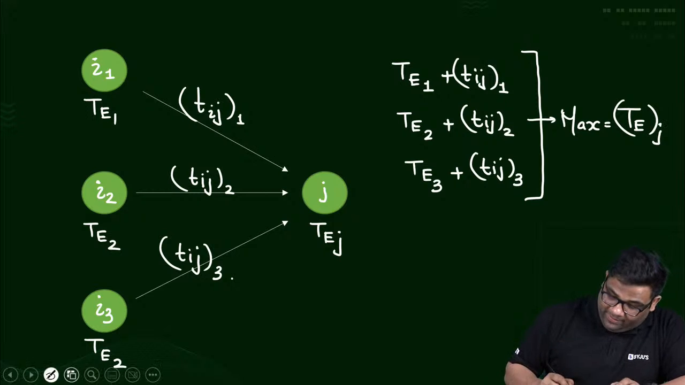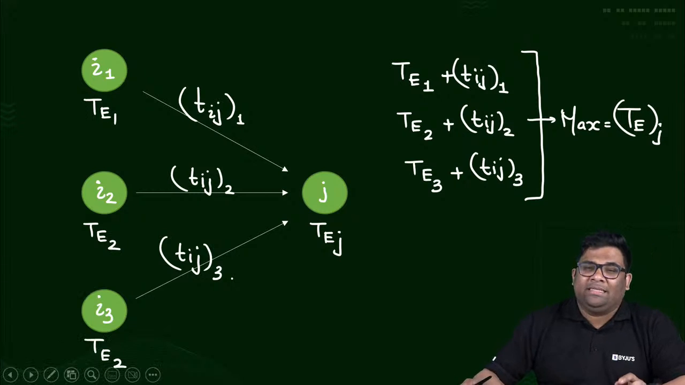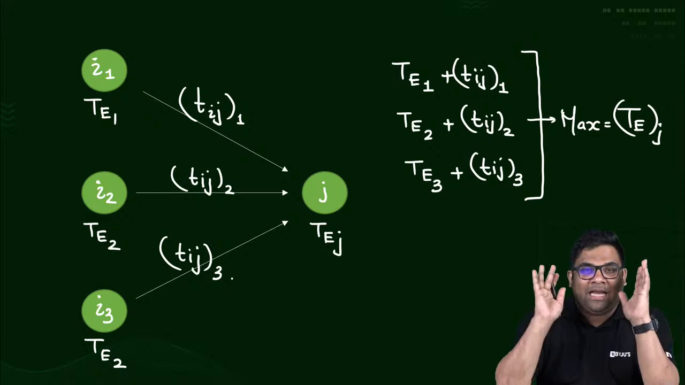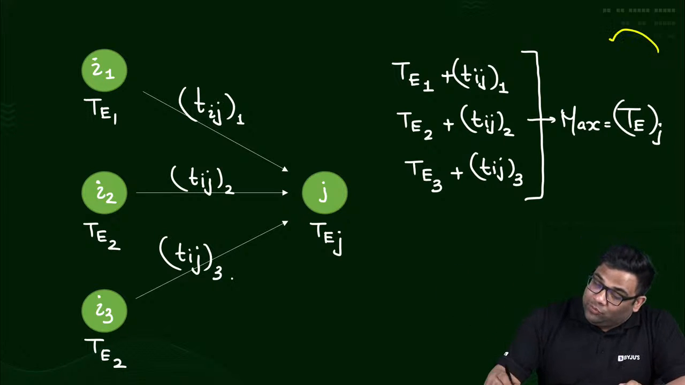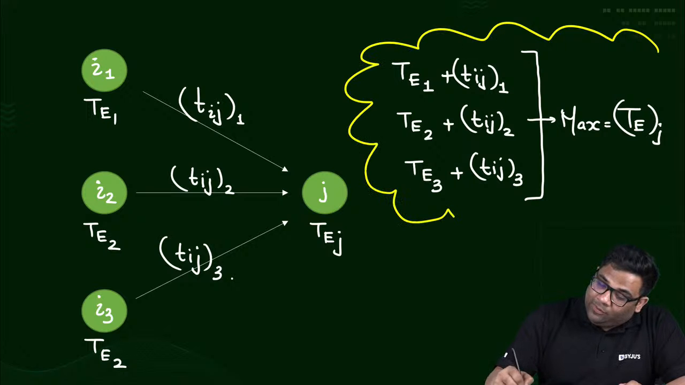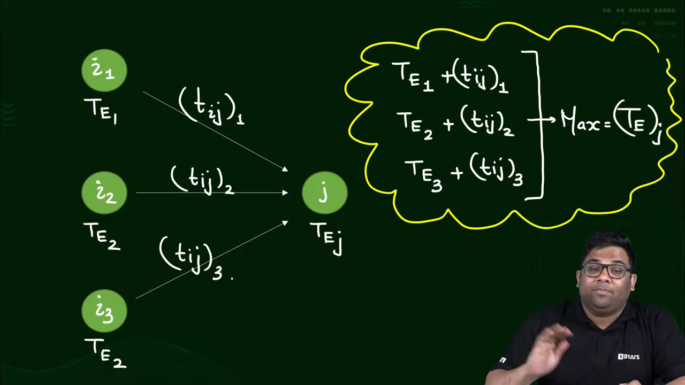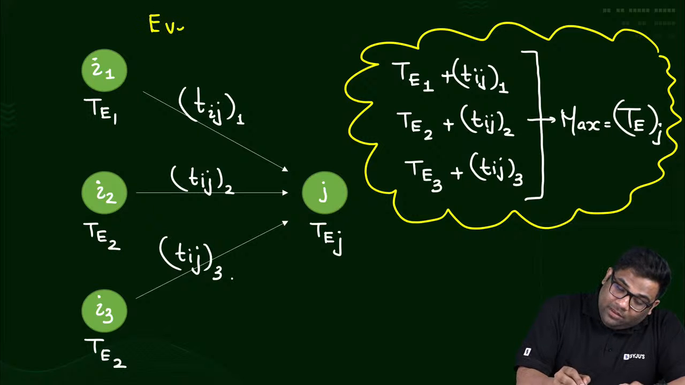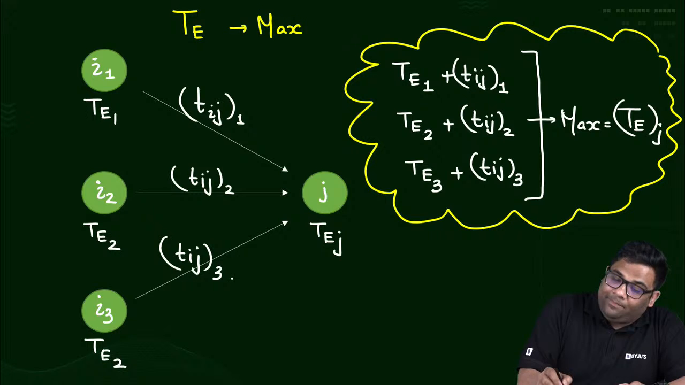So remember this. I am not explaining here because we have less time. If I start explaining, I can explain also, but it will take half an hour, so we are just revising the things. When you are finding the event occurrence time, the earliest event occurrence time, TE, you will always take the maximum thing.